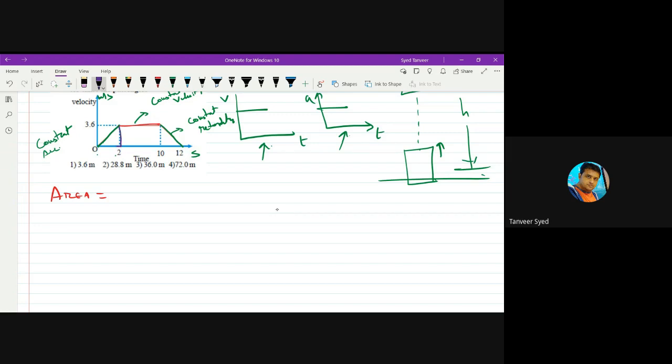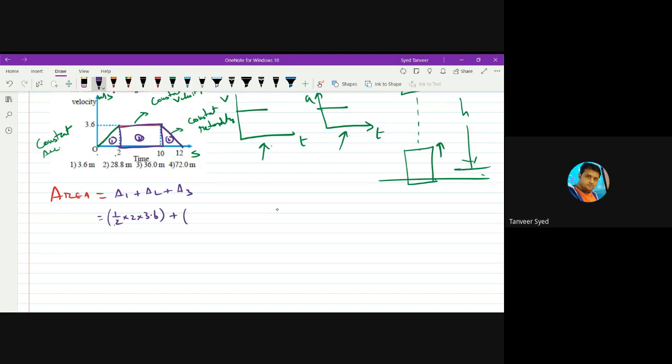This is one triangle, a rectangle, and another triangle. So area is equal to area 1 plus area 2 plus area 3. Area 1 is half into base into height. Half into base, which is 2, into height, which is 3.6.